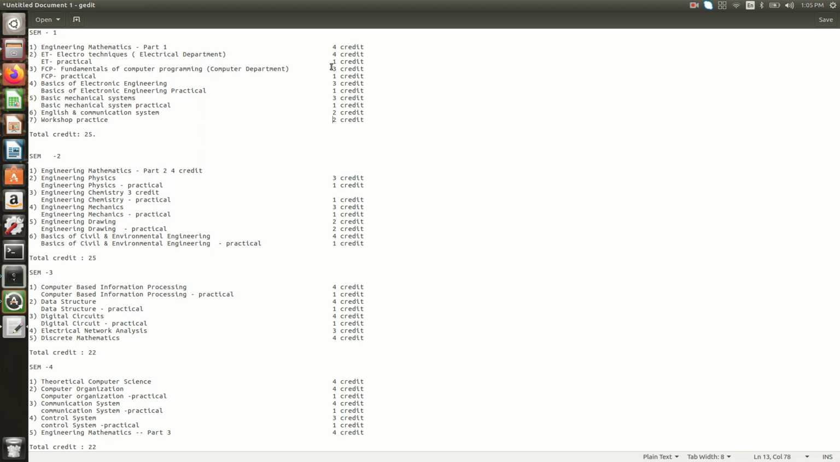Then it is your workshop practice. Workshop is actually a part of mechanical only. You have to go to workshop. There is no theory about it. Every time you have to go to workshop, and there they will give you a task you have to achieve. And in the end, during examination also, you are given a task and you have to accomplish it. So total credits 25 credits.